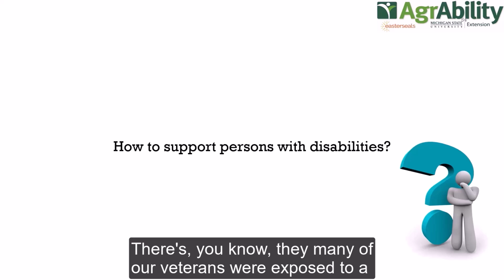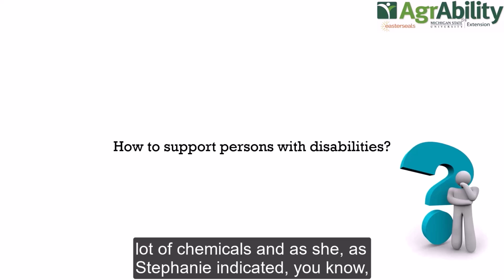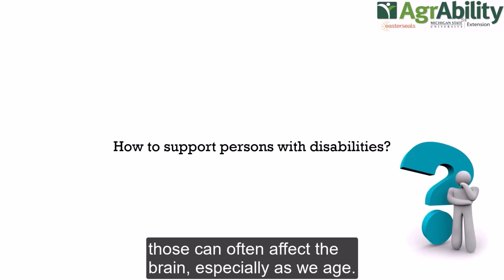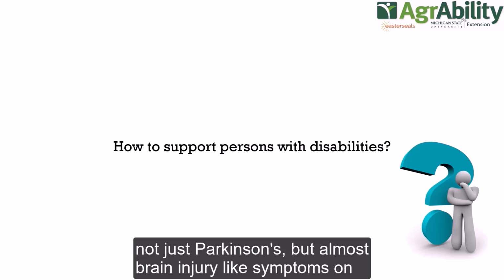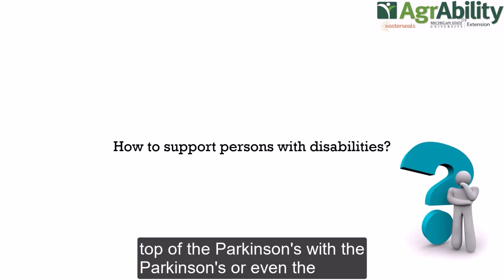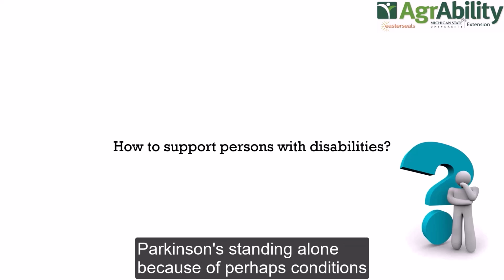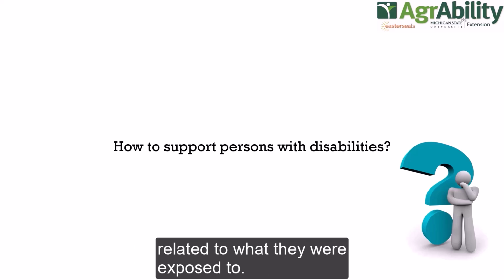Many of our veterans were exposed to a lot of chemicals. And as Stephanie indicated, those can often affect the brain, especially as we age. I find it interesting that we see these conditions come out, not just Parkinson's, but almost brain injury-like symptoms on top of the Parkinson's, or even the Parkinson's standing alone, because of perhaps conditions related to what they were exposed to.